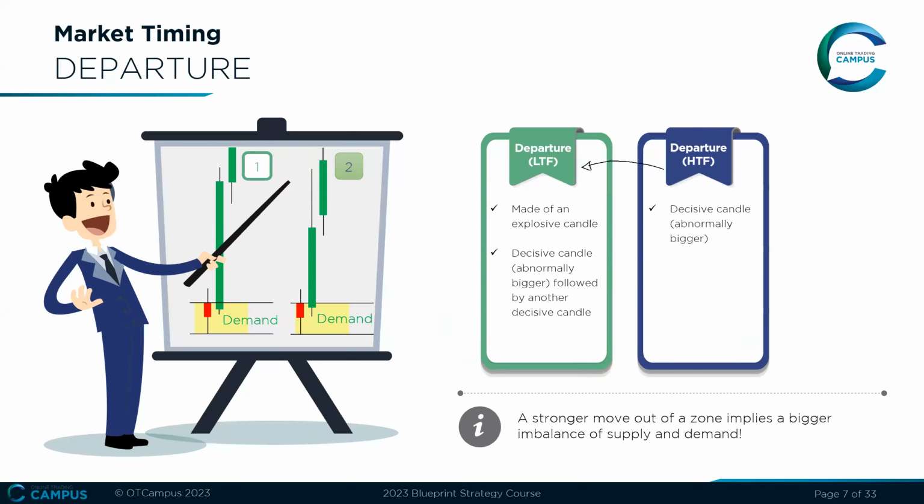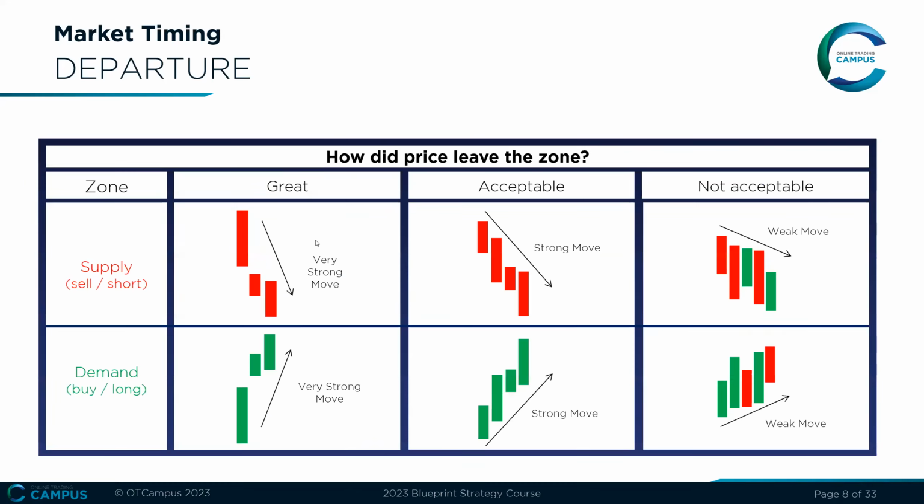So why do we look at the move out? Well, it's quite clear, right? A stronger move out of a zone just implies a bigger imbalance of a supply and demand zone. That's just how it is, right? And so here are some examples of what we're always going to ask ourselves: how did price leave the zone? Okay, so now if we look at supply, of course, we're going to look at red candles. So we have a really good move out here, explosive, just red candles follow through. That is a strong move. That's great.